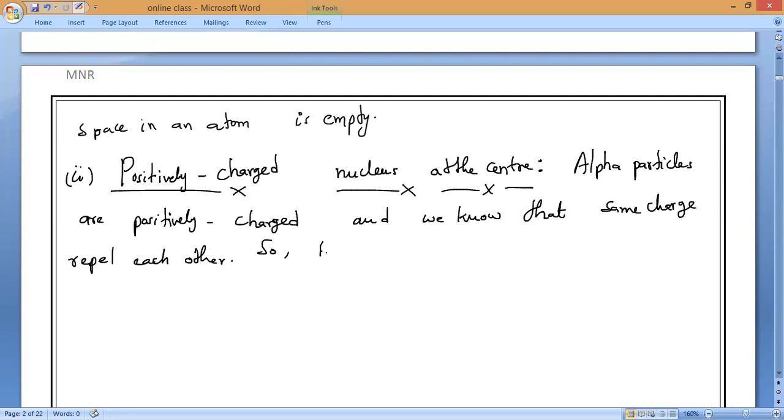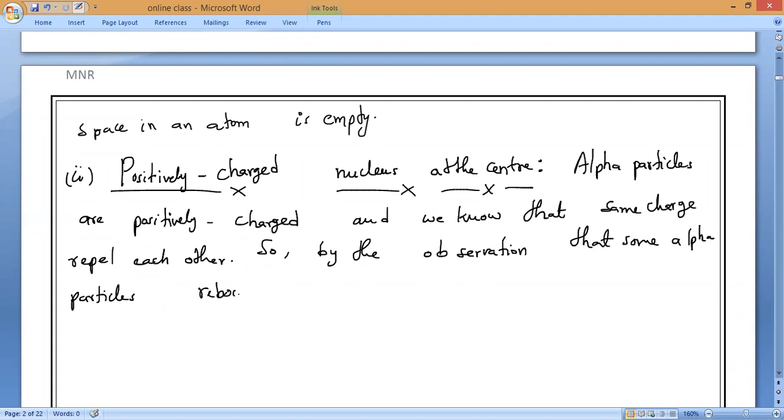So by the observation that some alpha particles rebound, out of how many? One out of 12,000, or get deflected from their path.